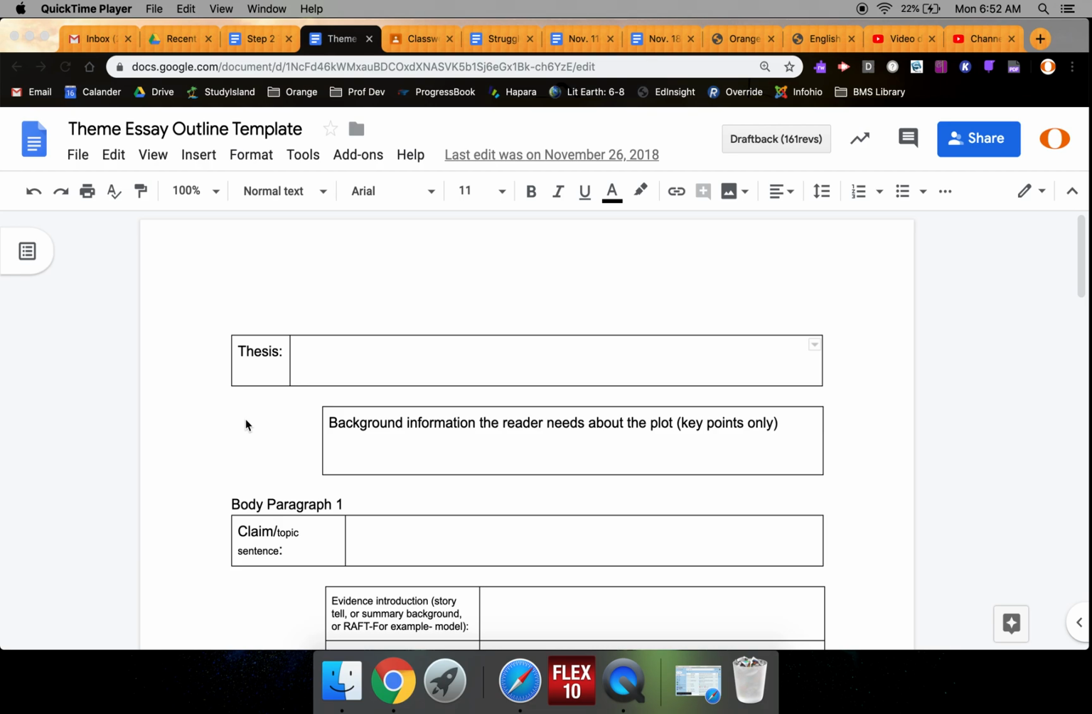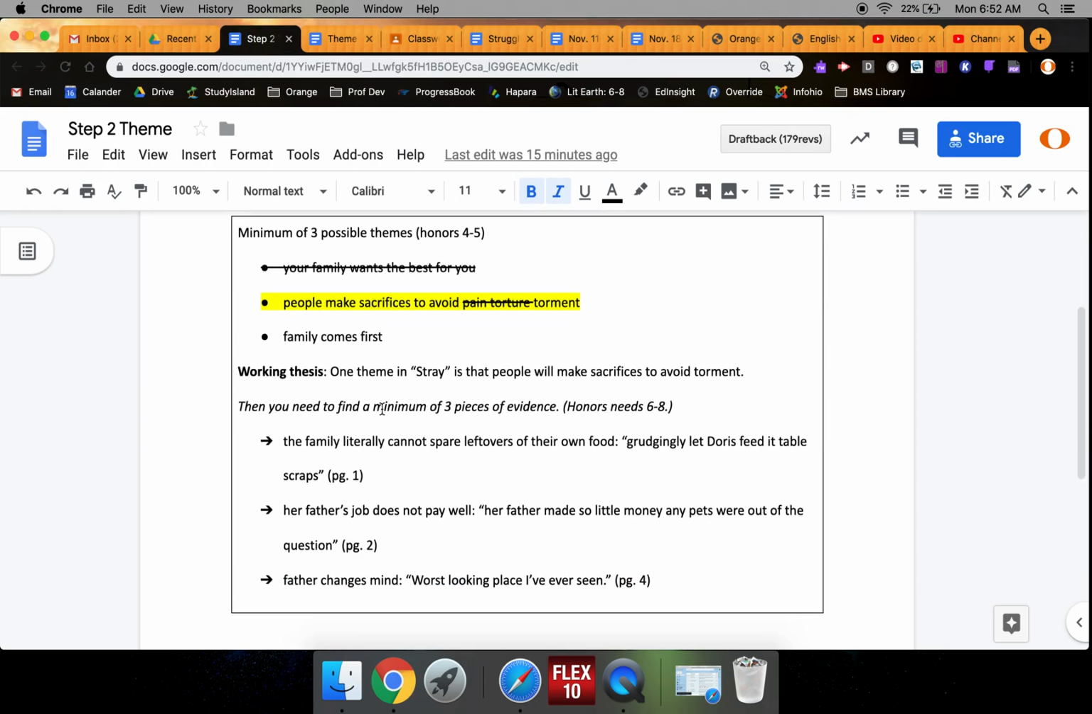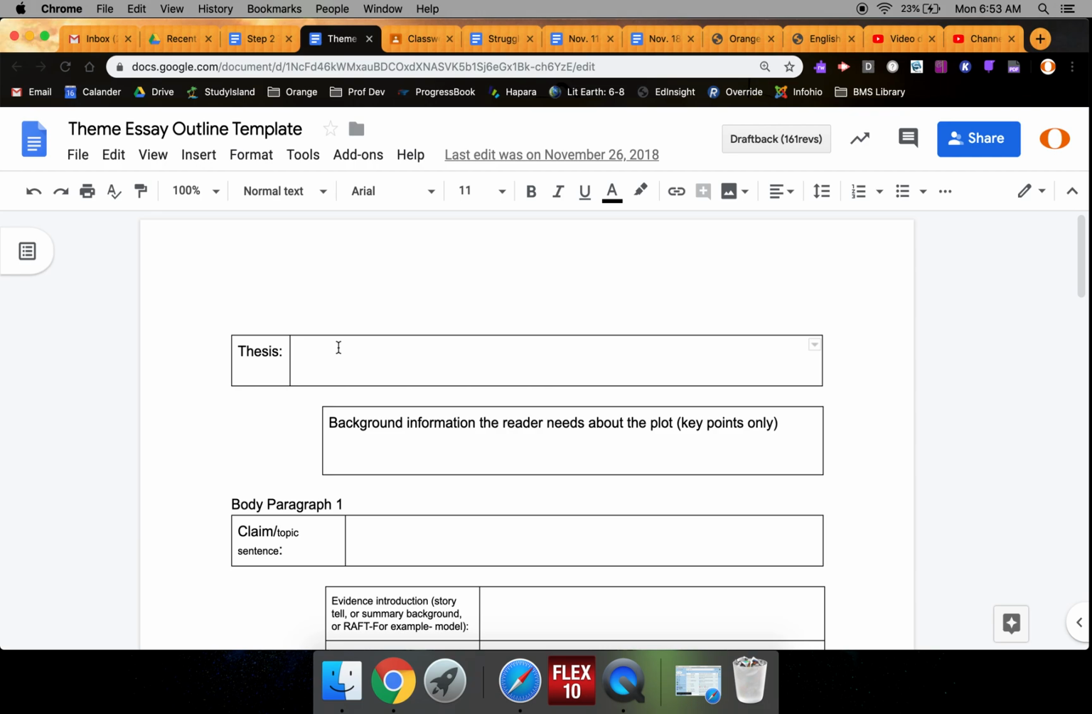Once again, we'd like for you to do this by hand, but I'm going to show you on computer. So I'm going to use the work that I did in step 2 to develop step 3. In step 2, I came up with my working thesis. So I'm going to put my thesis into my thesis box. This sets up the entire paper.